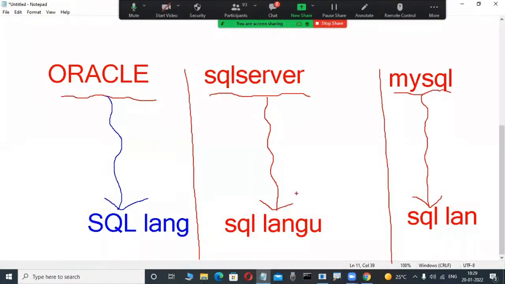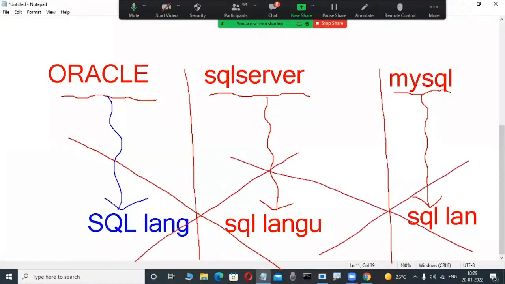Easy. Maybe some technical persons are there in our class, they're telling only. Are all these SQL languages the same or different? Very good. In our class, so many fellows are telling the same only. That is 100% wrong. These SQL languages are all different, not the same.